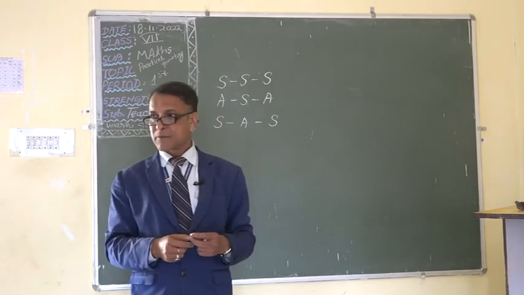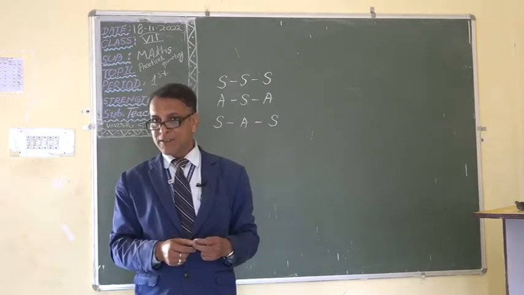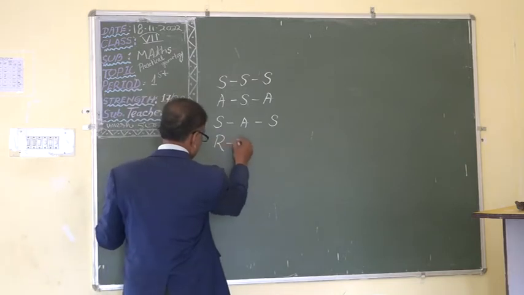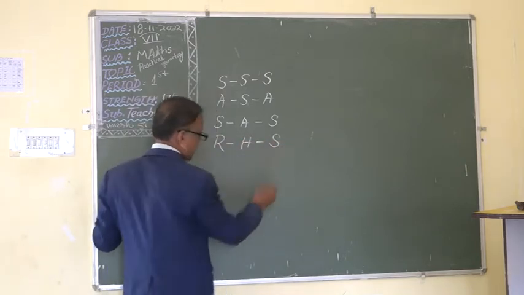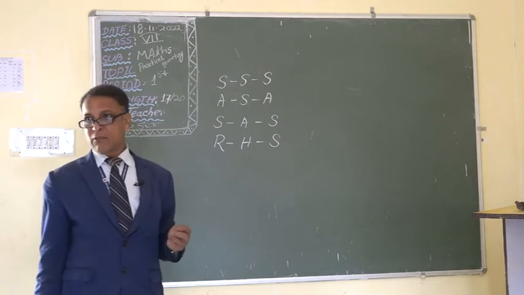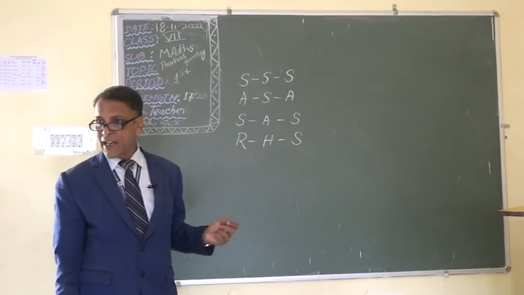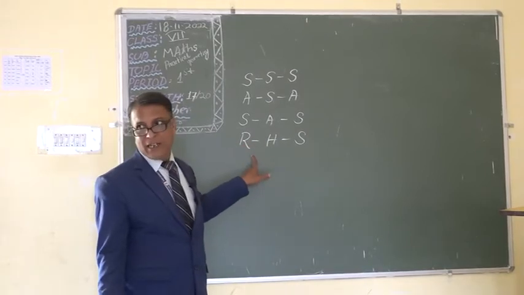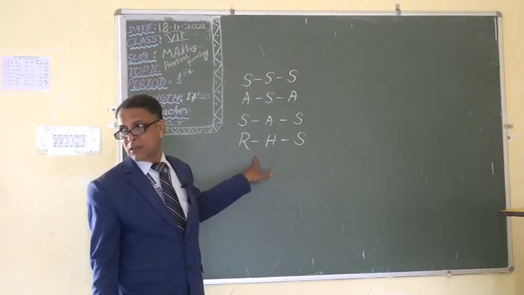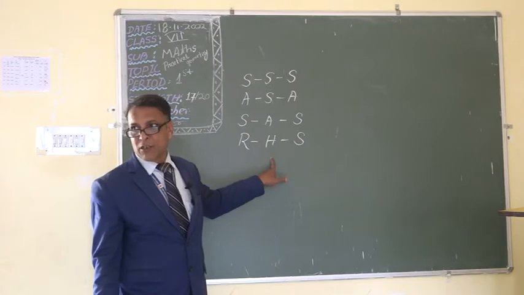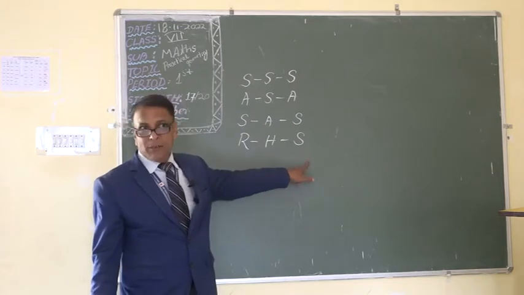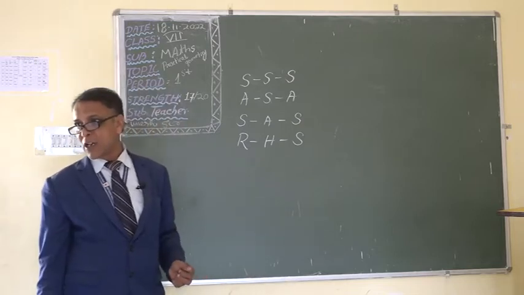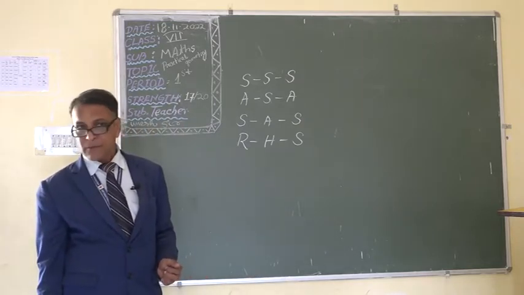Then today we will discuss the last property, that is RHS. That means here we will construct a right angle triangle whose right angle will be drawn, hypotenuse will be given to you, and one side will be given to you. Then how can you construct a right angle triangle?